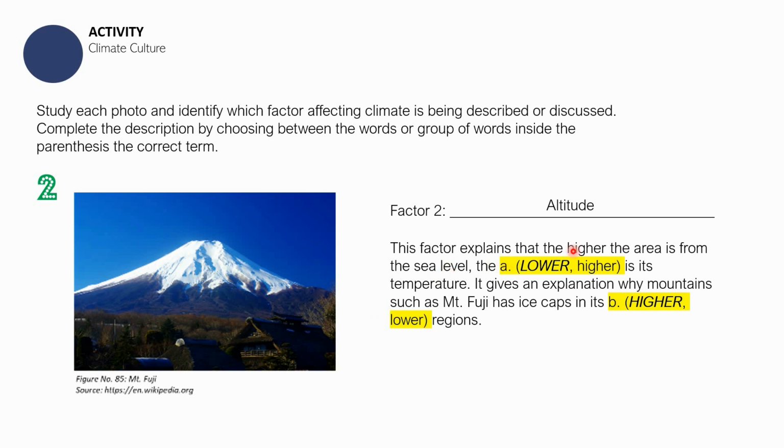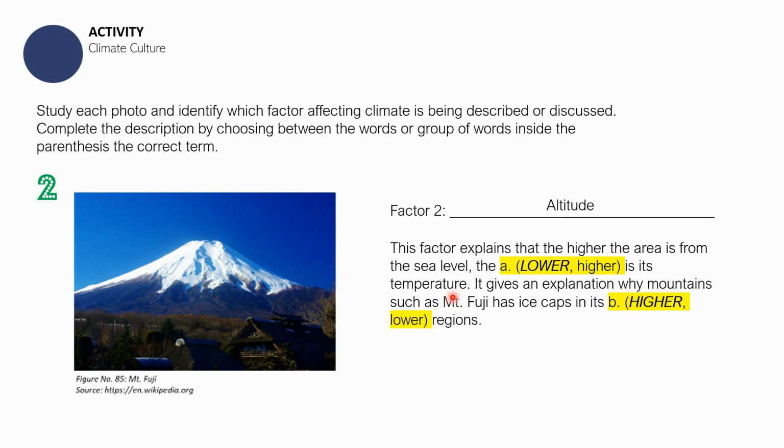So, this factor explains that the higher the area is from the sea level, so kapag mas mataas yung area from the sea level, mas mababa yung kanyang temperature. Halimbawa, ang Baguio, mataas yung place na yun. Nagpapap pa nga madalas ang mga ears ko kapag akyat baba ako doon. So, ayun, kasi mas mataas yung place, dahil nga, ayun, mataas yung place, mababa rin temperature niya.